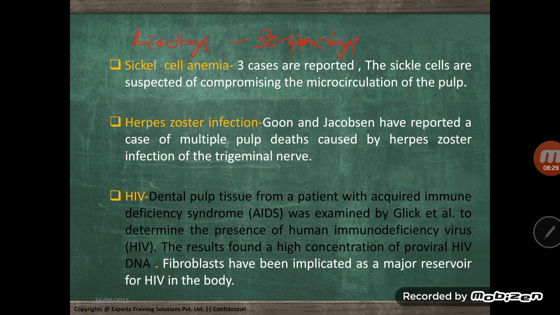The same goes with HIV. The dental pulp from a patient with acquired immunodeficiency syndrome was examined to determine the presence of human immunodeficiency virus. The results found a higher concentration of proviral HIV DNA, and the fibroblast has been implicated as a major reservoir for HIV in the body. Please make a note, this is a very important point, and I have seen an MCQ on it recently in PGI.